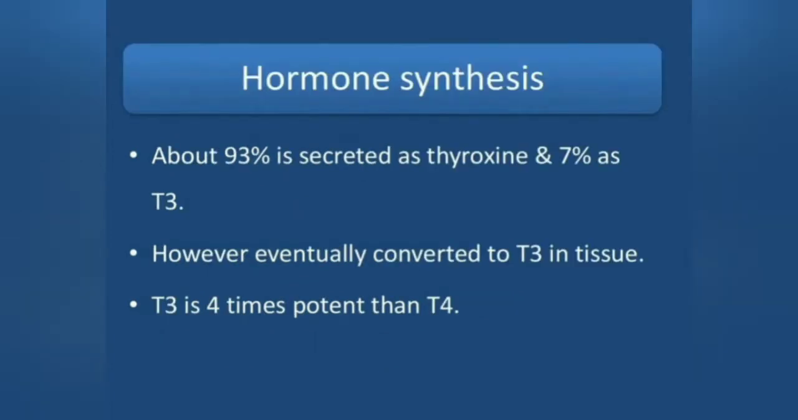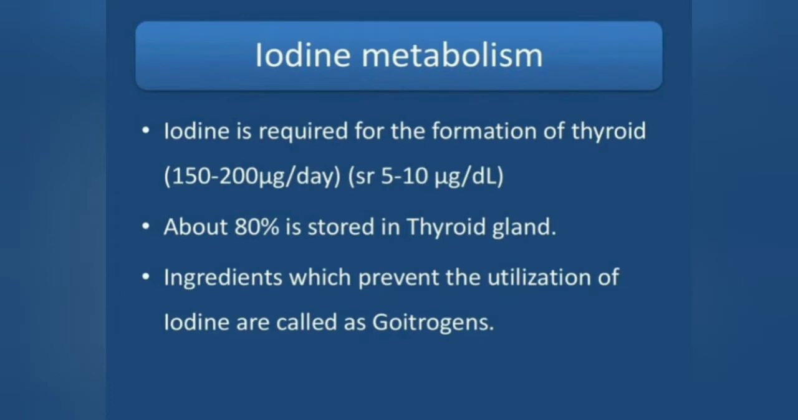Now we have to know about the synthesis of thyroid hormone. About 93% is secreted as thyroxine and 7% as T3. However, T4 is eventually converted to T3 in tissue. T3 is 4 times more potent than T4. Here is an important thing which is known as iodine metabolism. Iodine is required for the formation of thyroid hormone. About 80% is stored in the thyroid gland.